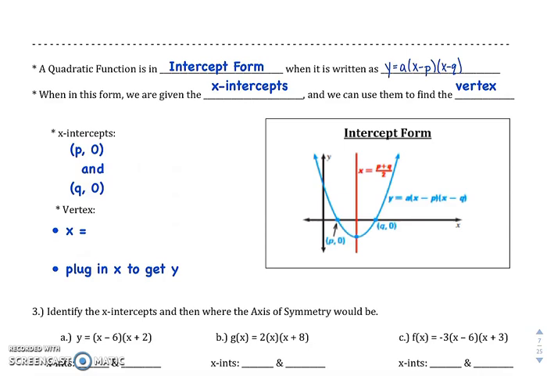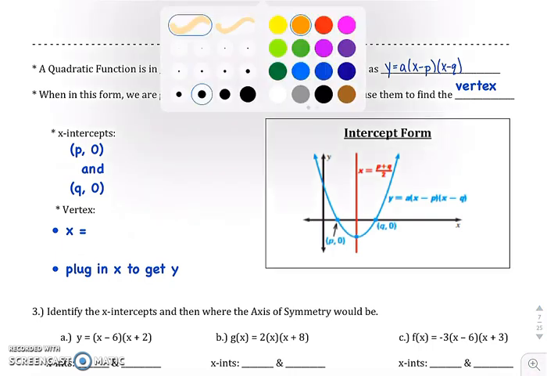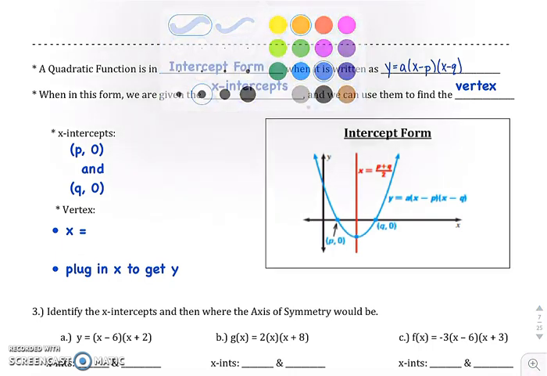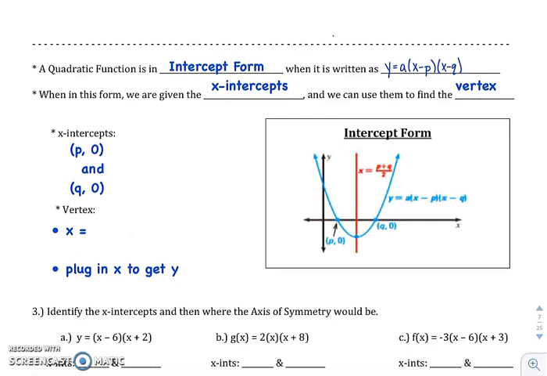A quadratic function is in intercept form when it's written in the form y equals a times x minus p times x minus q. So when it's in this form, we're actually given and can pull out and plot the x-intercepts right away, and then we can use those x-intercepts to find the vertex or the center of the parabola.